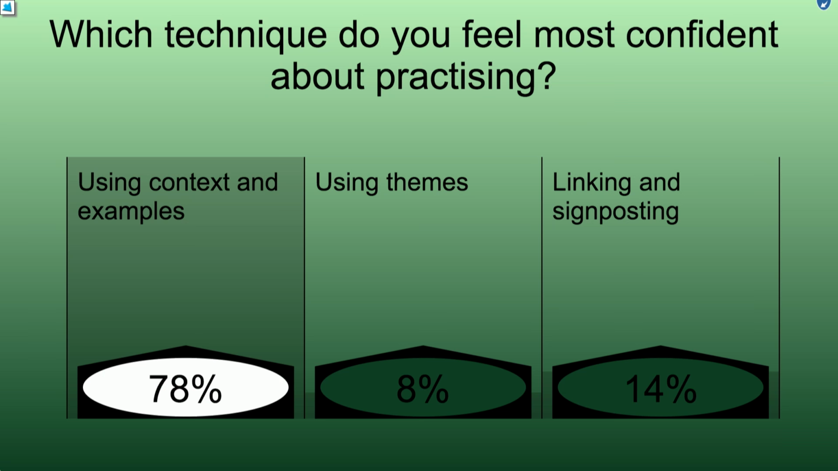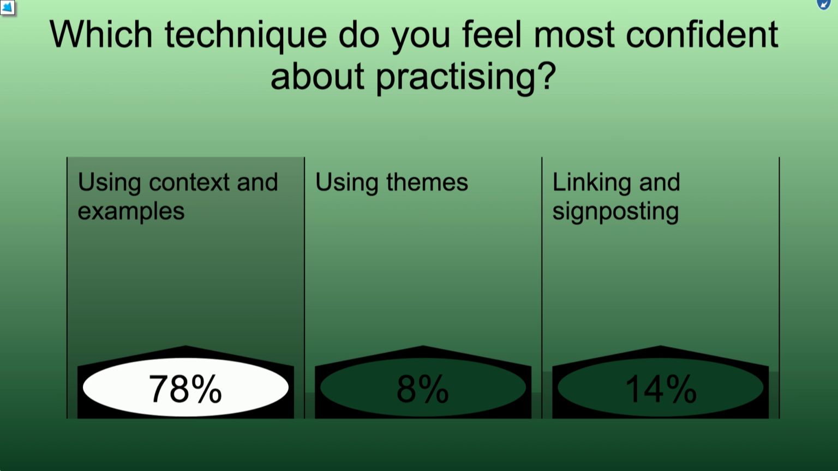It's interesting because when we asked people about techniques that they felt confident about using, 80% said using content and examples, they felt confident in using those, whereas only 8% said using themes and 11% said using linking and signposting. That's gone down just a little bit actually as the data's been coming through. But these are very interesting ideas, aren't they?